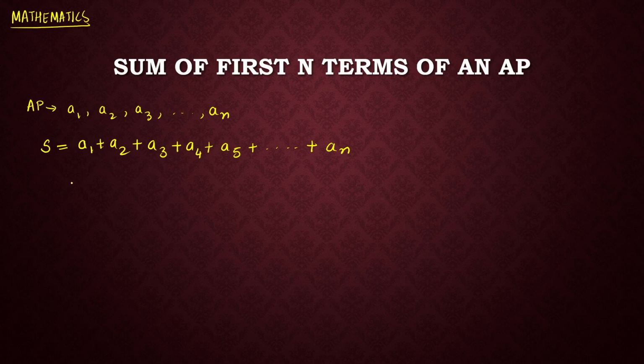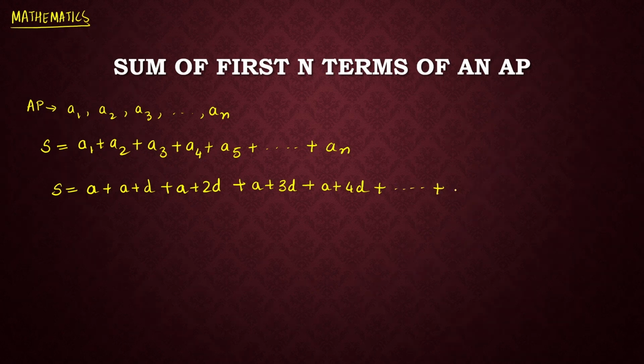So how do we find this? We have a formula, so let's derive it. You know that I can represent a1 as just a. I can represent a2 as a plus d, a3 as a plus 2d, a4 as a plus 3d, a5 as a plus 4d, and it goes on up till an, which can be represented as a plus (n minus 1) into d.